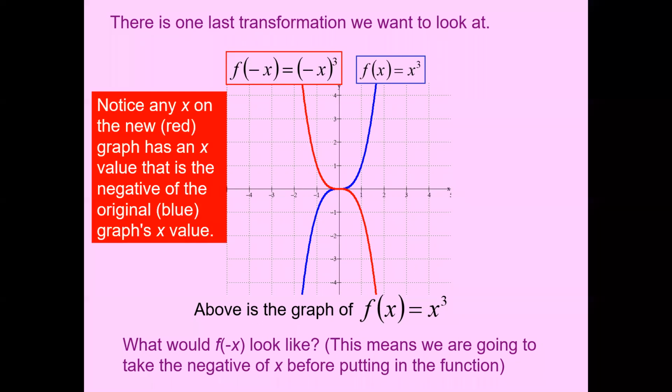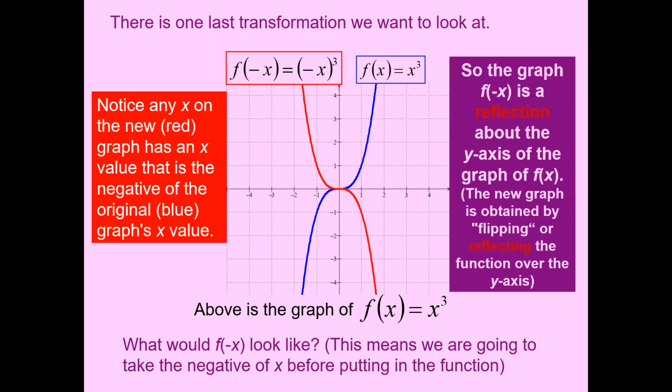Notice any x on the new red graph has an x value that is the negative of the original blue graph's x value. So the graph of f of -x is a reflection about the y-axis of the graph of f of x. The new graph is obtained by flipping or reflecting the function over the y-axis. So in this particular case, the reflection is about your y-axis, and the green line happens to be your y-axis.